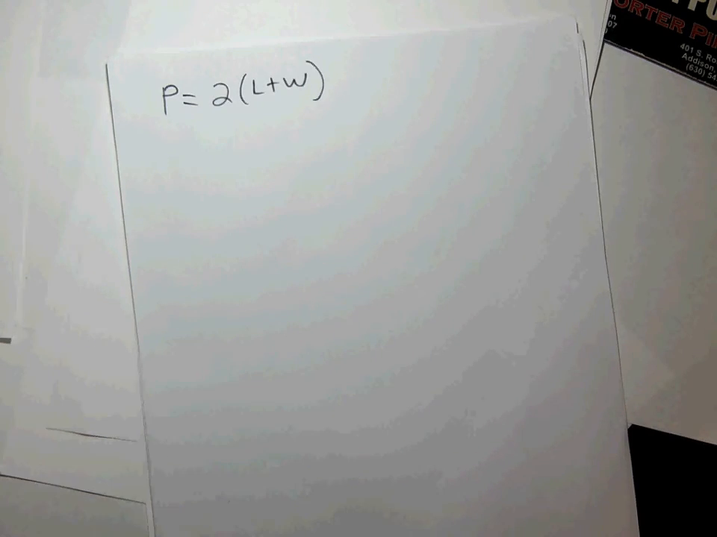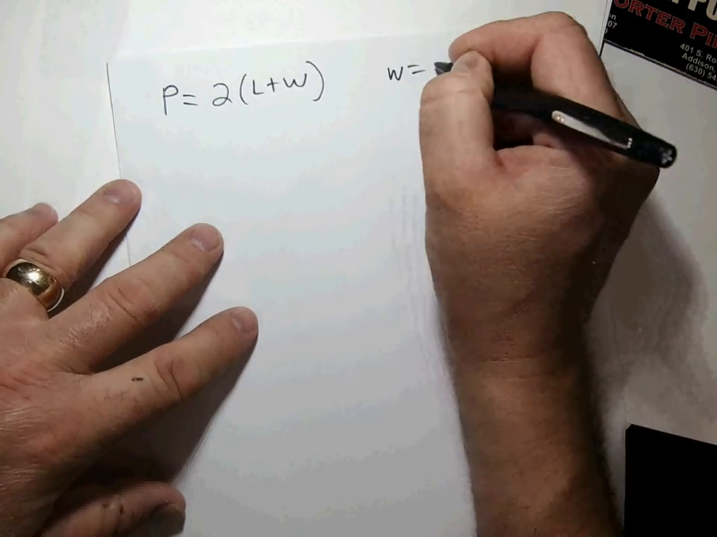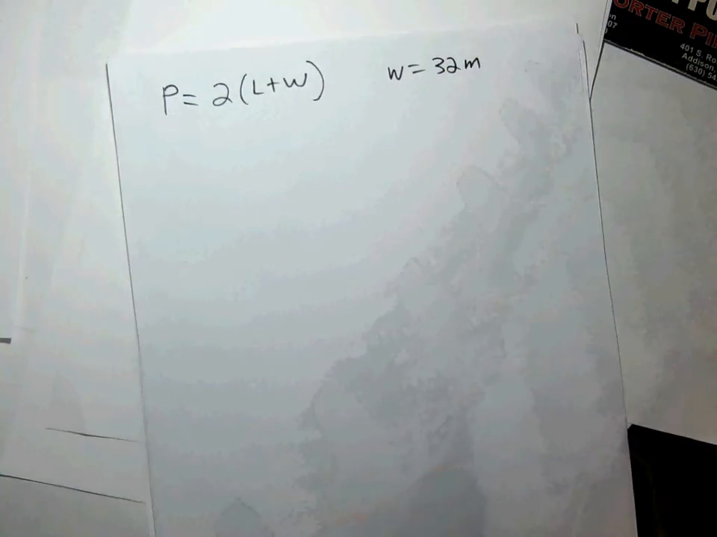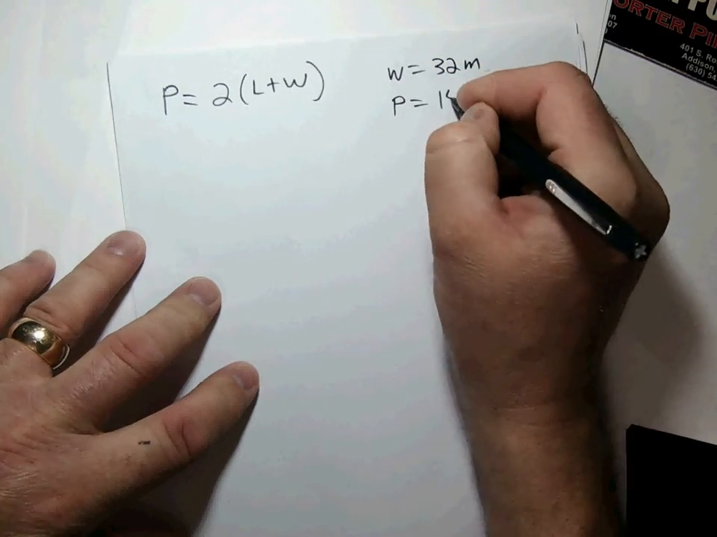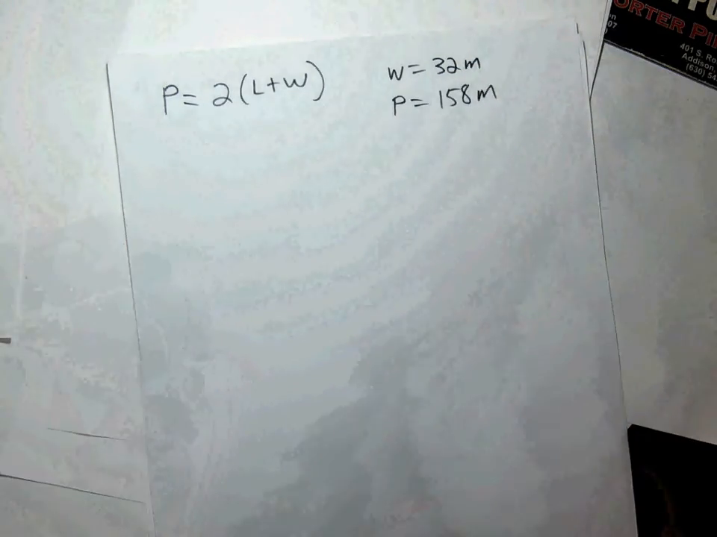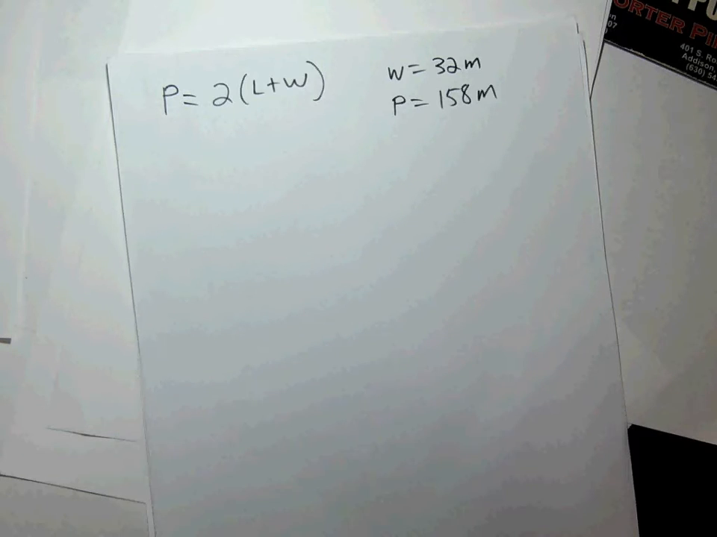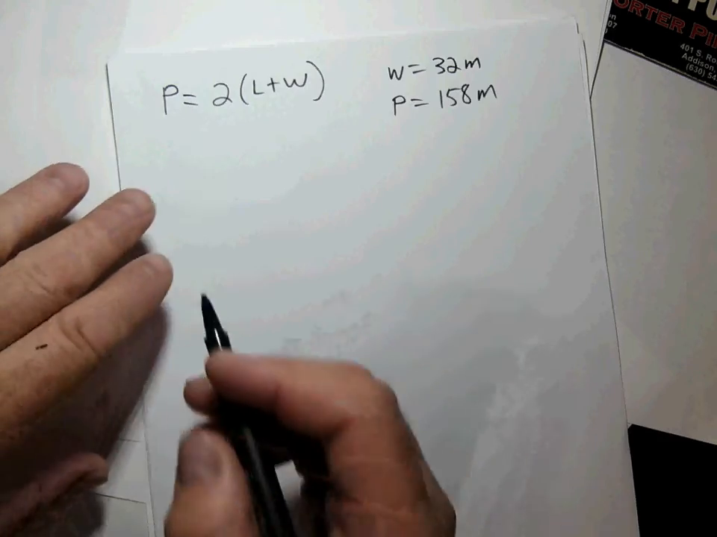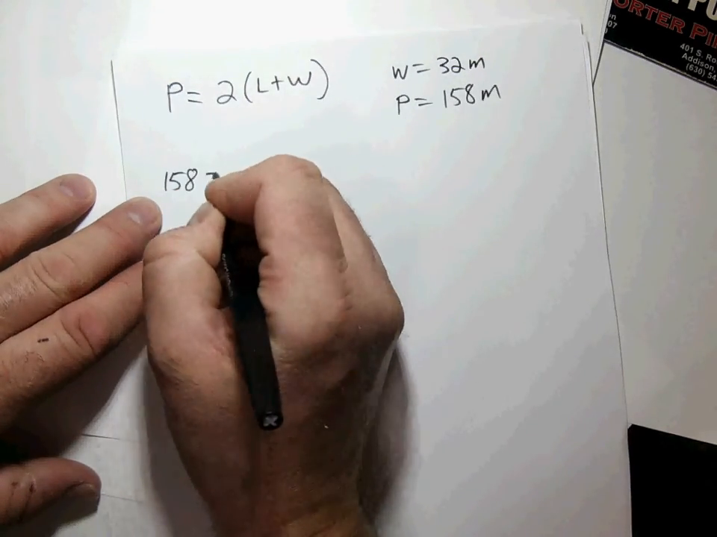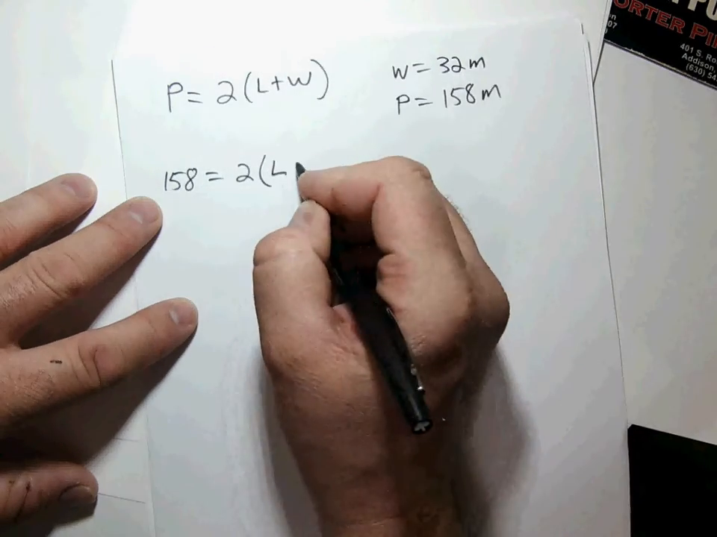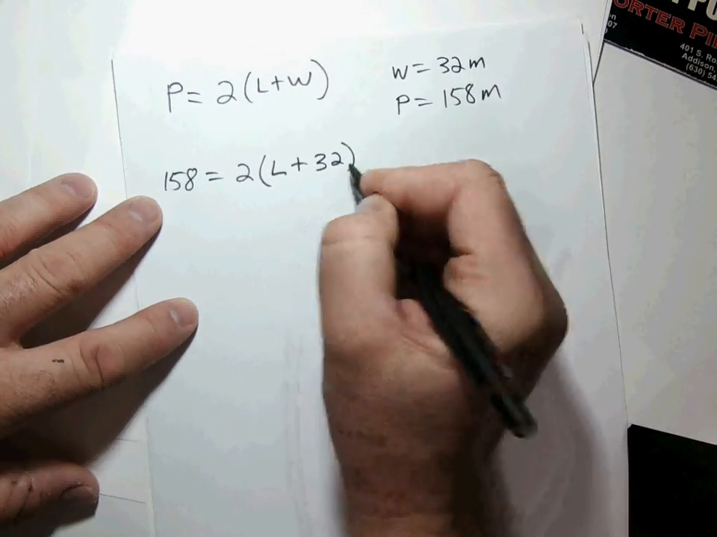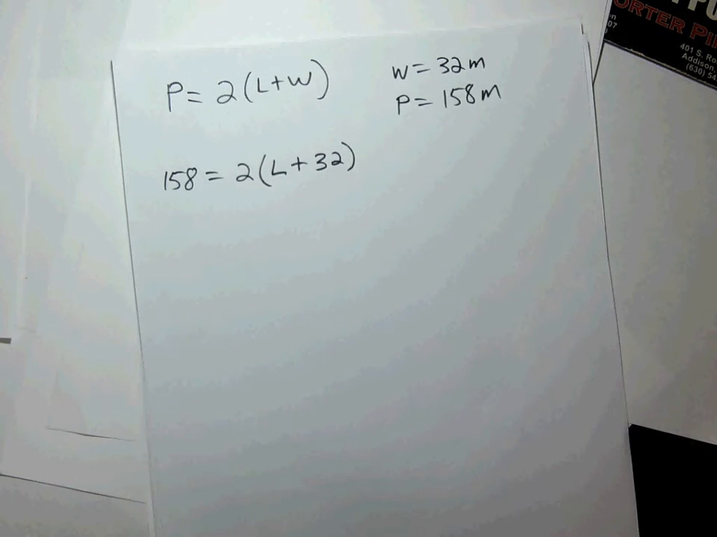Well, we were told something. We were told that the width is 32 meters, okay? And we were told that we have 158 meters of fencing, so that would be my total around. That's all I have to work with. What length am I going to be able to use here? So if we put the information in there, 158 equals 2 parentheses L plus W. L I don't know, but W I do know. Okay, L plus 32. And now we solve for L. Okay, we know how to do this.